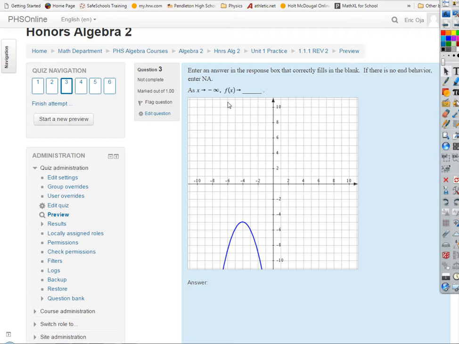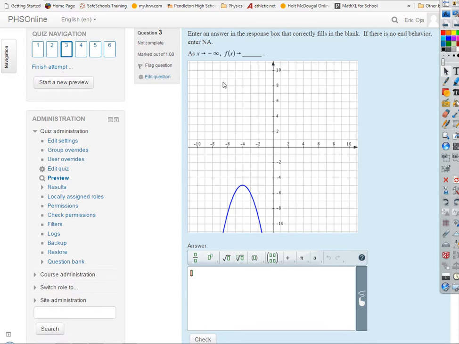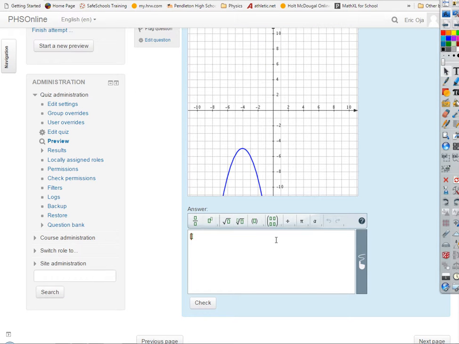As x approaches negative infinity this time, we only see a portion of the function, but we can see that as we move to the left, the function goes down. And so just like example number 1, as x approaches negative infinity, f of x also approaches negative infinity in this case.